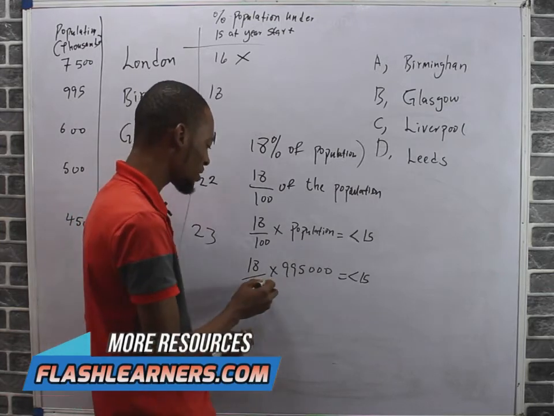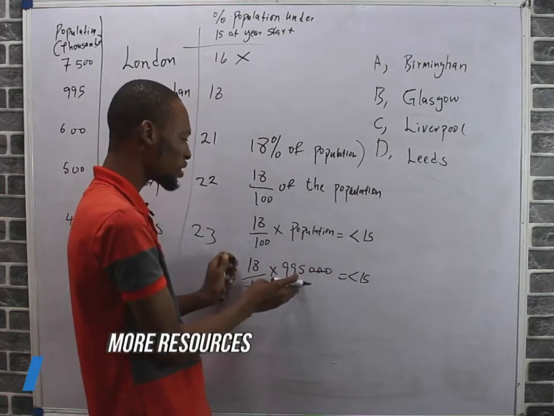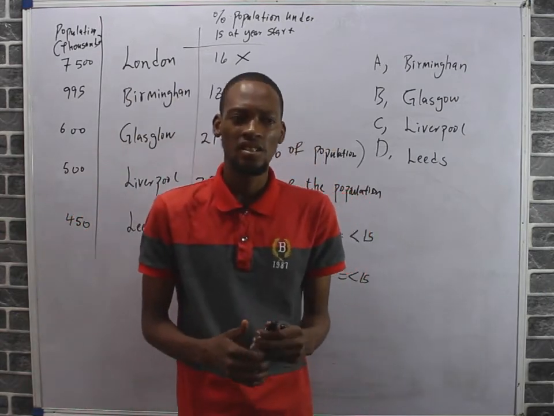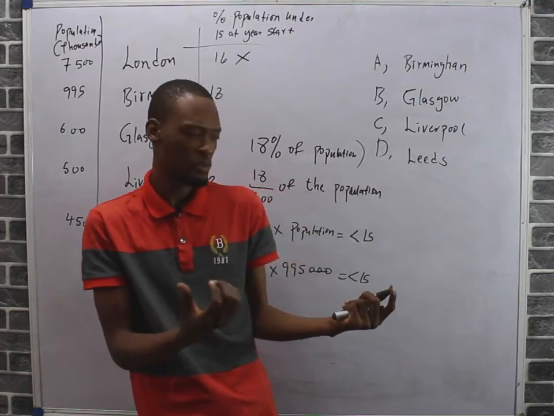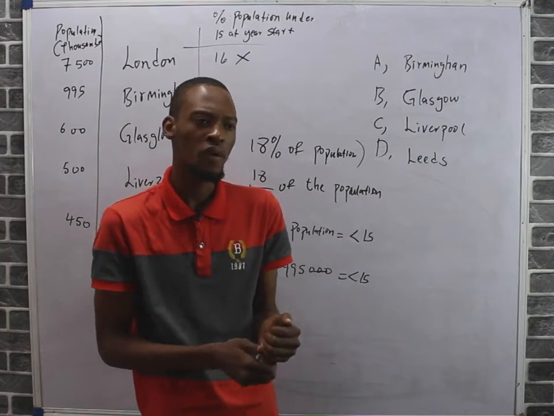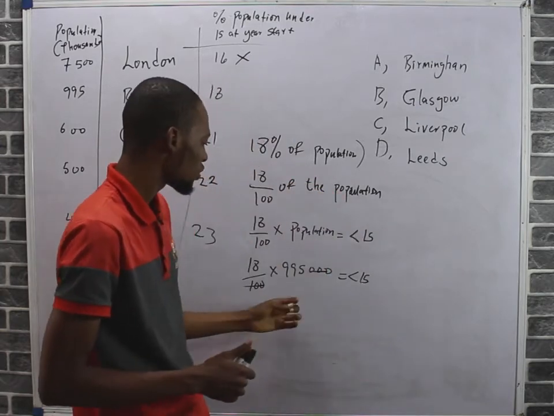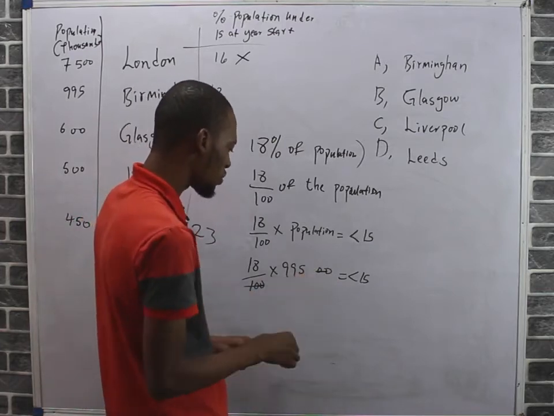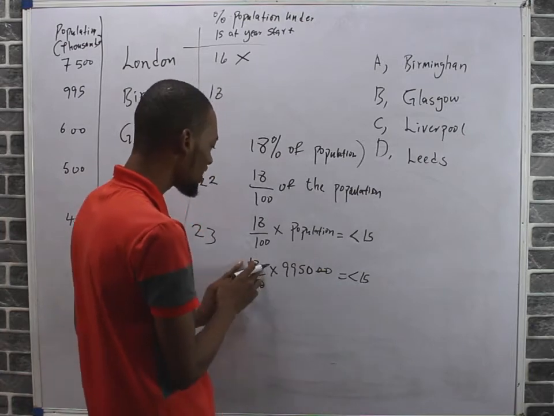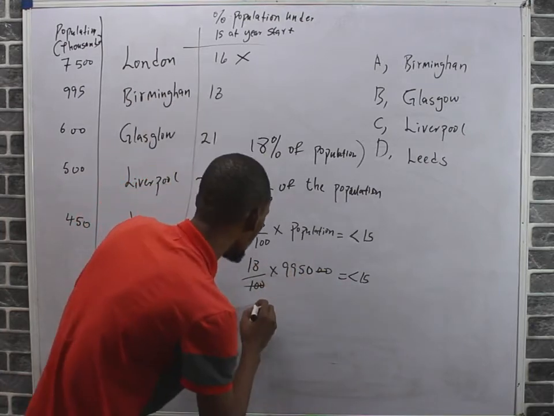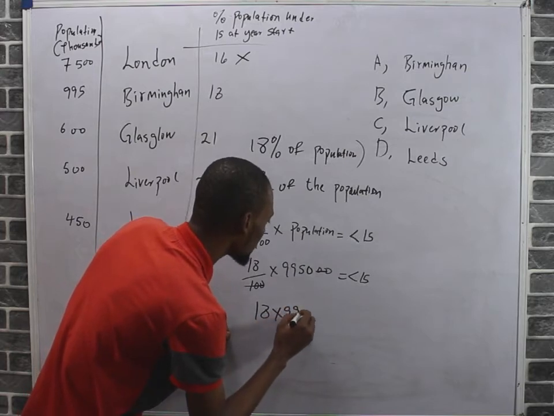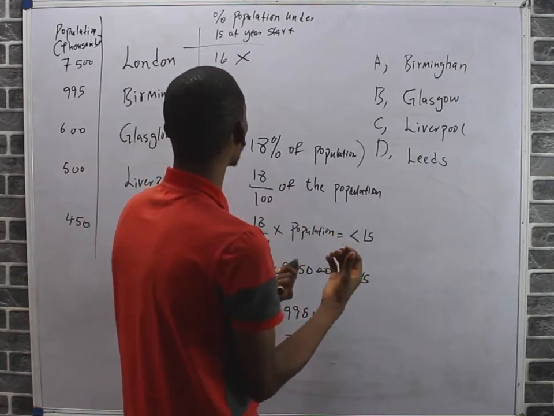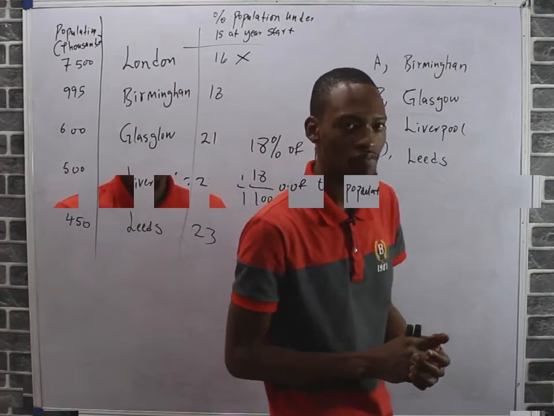You can either choose to just cancel them out or to ignore them during the multiplication and add them later. It shouldn't bother you. Besides, some of the exams allow a calculator, so you'll be able to multiply so long as you know what you are doing. But it is easier to answer these without a calculator, especially cancelling zeros. These two zeros would cancel these two here. We are left with 18 times 9950, which equals the population of Birmingham that are under 15.